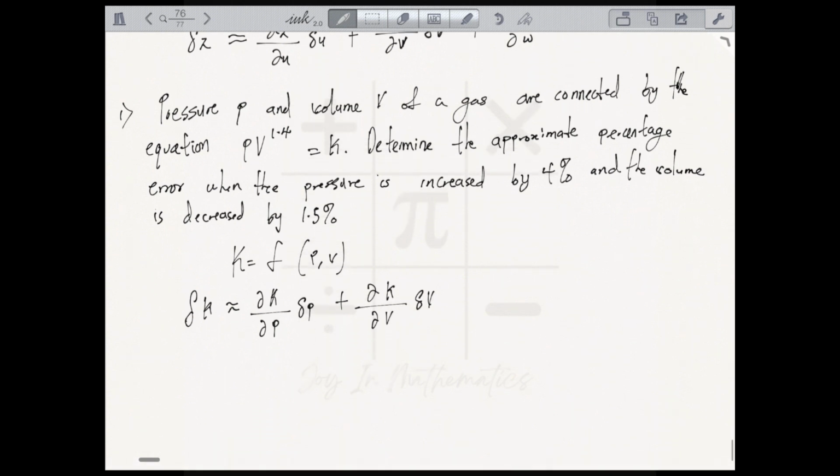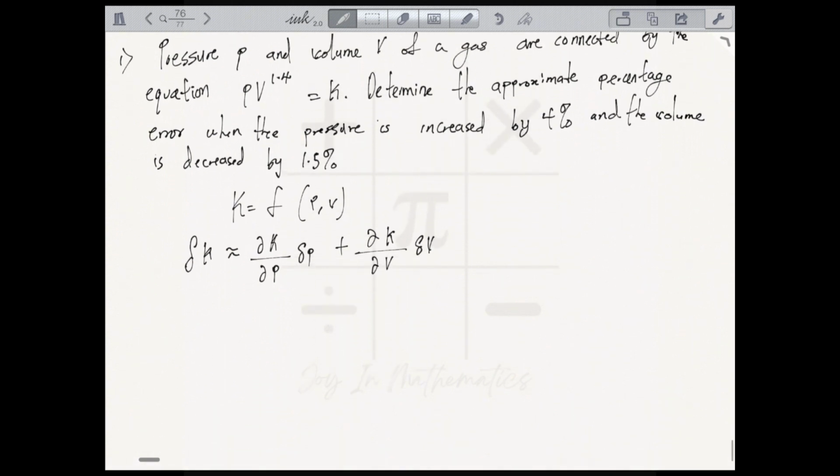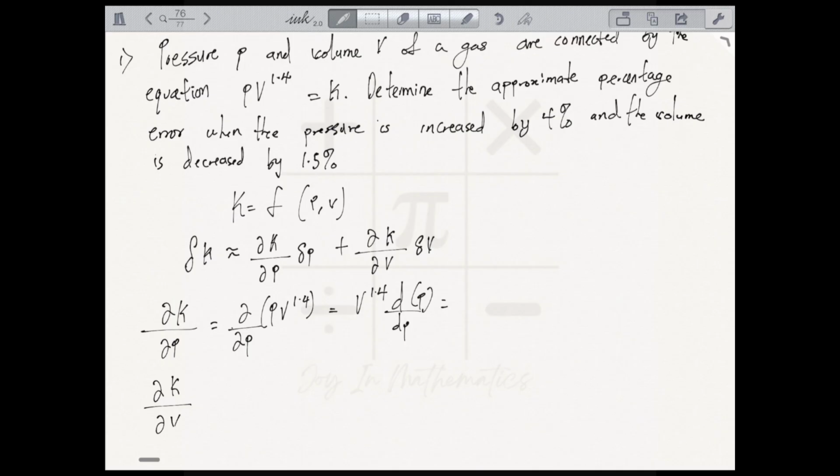So now let us evaluate dK/dP and dK/dV. Since we are given PV raised to power 1.4, and we are differentiating partially with respect to P, V is a constant and we differentiate fully with respect to P. This will give us V raised to power 1.4 multiplied by 1, that's V raised to power 1.4.